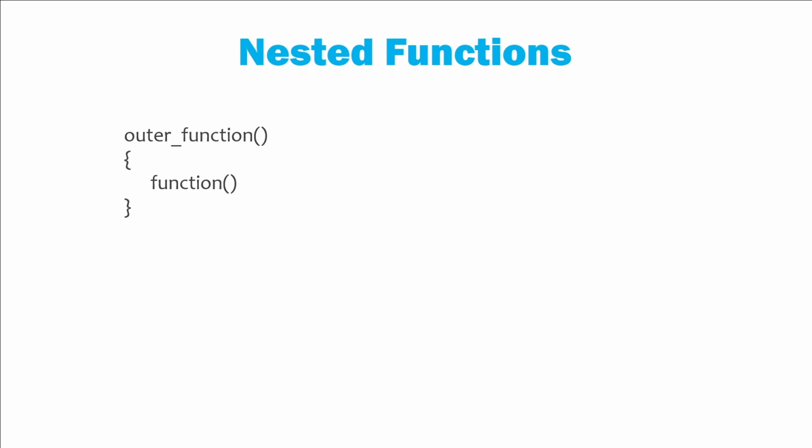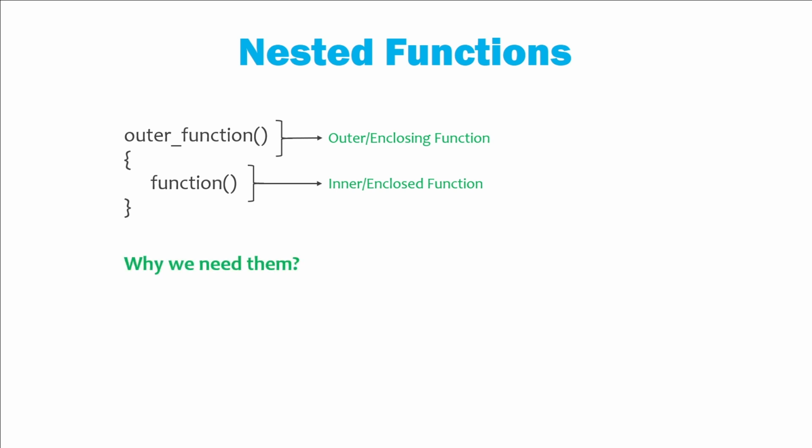First of all, we have our outer function, and then inside that function we have another function, which is called a nested function. The outer function is called the outer or enclosing function, while the inner function is called the inner or enclosed function. But the most important question is why we need nested functions or inner functions. There are four main features of nested functions due to which we need them. Let's discuss them one by one.